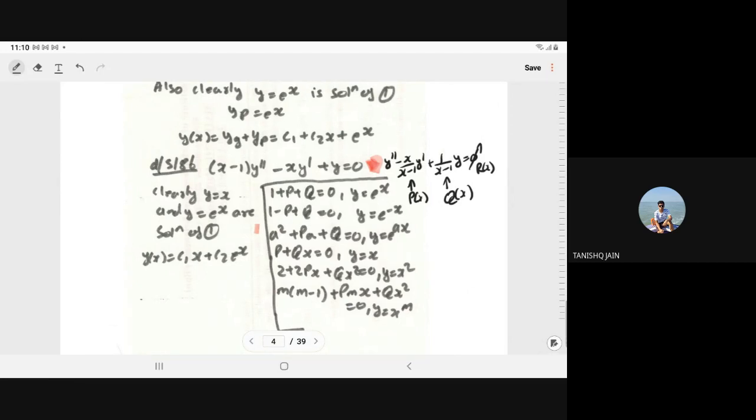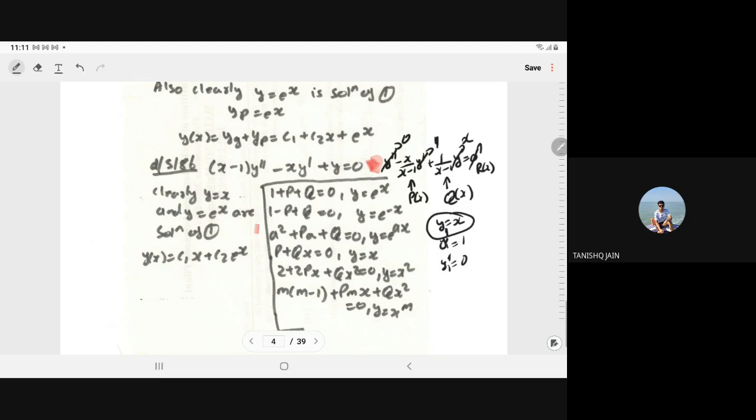In this case, let us check y is equal to x. Let y1 is equal to x, so y1 dash will become 1 and y1 double dash will become 0. So when we put these in, it is 0, it is 1, and y is equal to x. So you will get x minus x upon x minus 1 plus x upon x minus 1, that will give 0. Means y1 is equal to x will satisfy the solution.